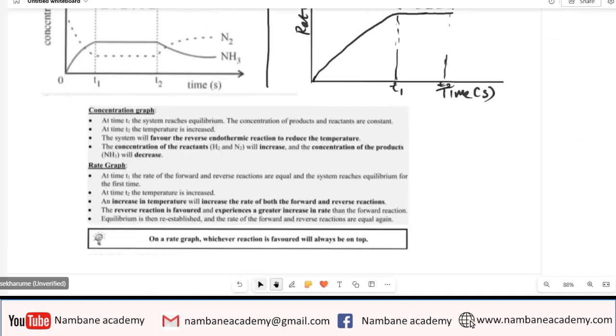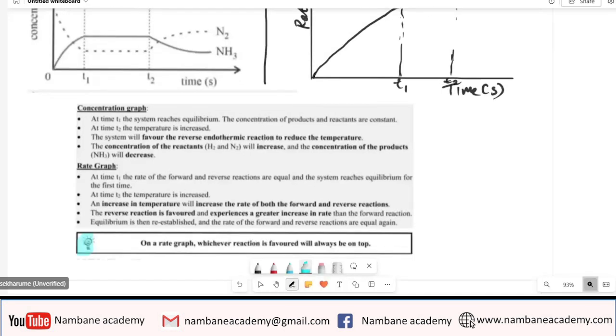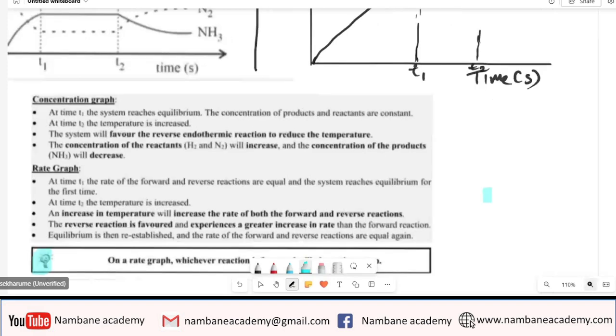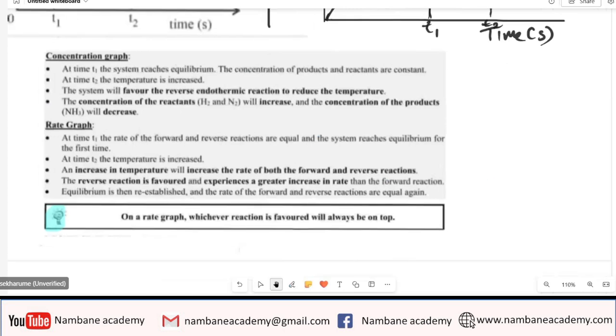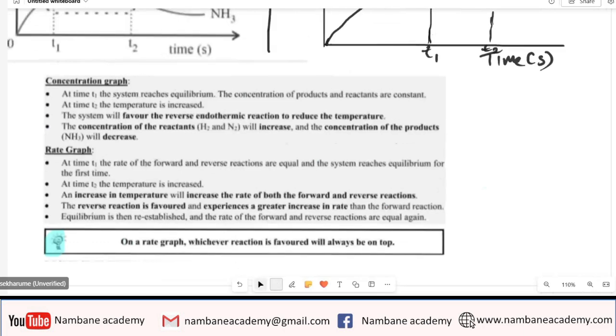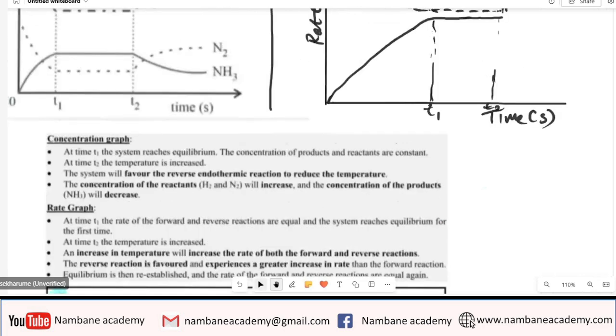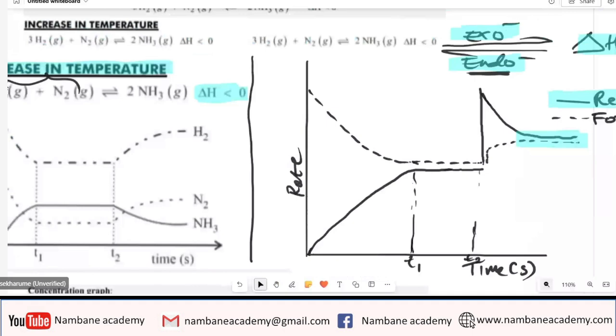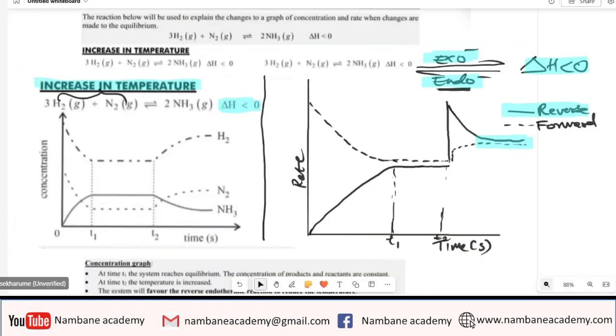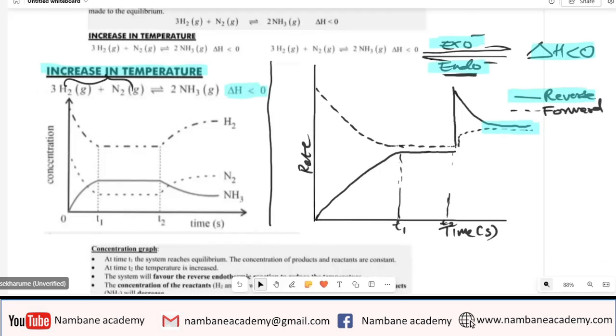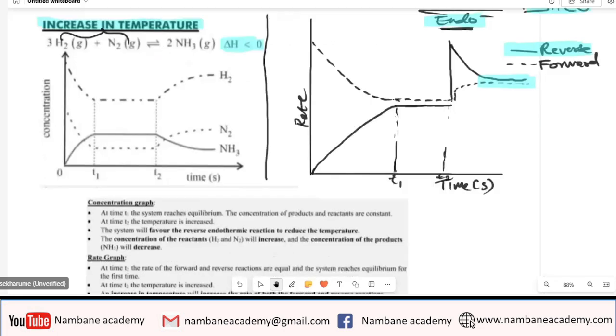and we need to be careful with this statement here. Let me just zoom it to that side. On reaction rate, whichever reaction is favored will always be on top. So now in this one, we favor the reverse because the temperature was increased. The one which will be favored will be on top. Okay. Now going to the next one.